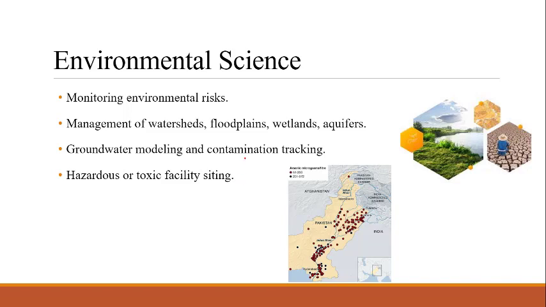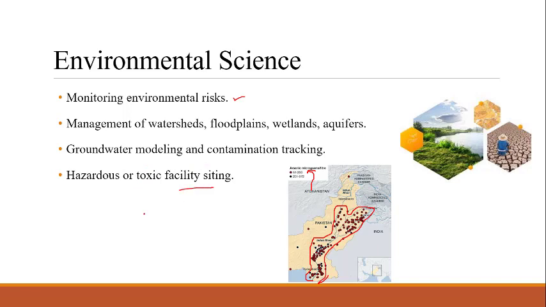For environmental sciences, it can be used for monitoring environmental risks. Like here, the arsenic is given, that the Indus River has a lot of arsenic. So it is mapped here. It is used for management of watersheds, floodplains, wetlands, aquifers, etc., groundwater modeling and contamination tracking, and hazardous or toxic facility siting.